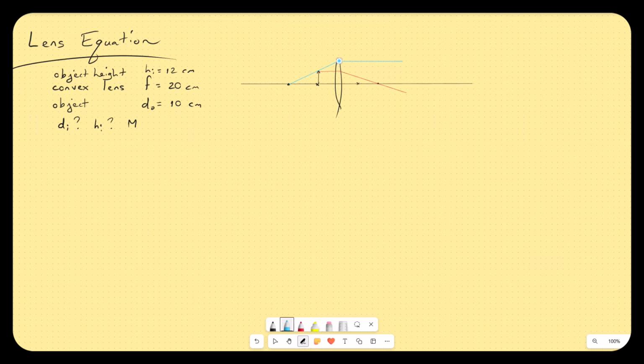So I know that I'm looking at something back here. I am expecting a virtual, upright, enlarged image, which might be enough on a standardized test to get me to an answer.